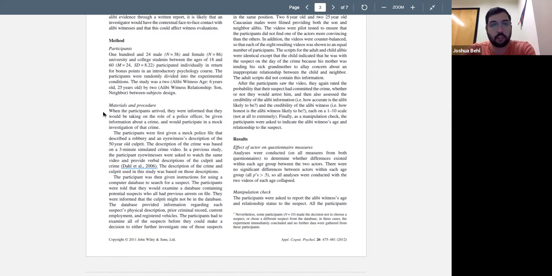So now the materials and procedures. And again, you'll see here that we've got a step-by-step. So we know who she's studying. We know what conditions they're going to be in. We already know her research questions. Is there a difference between age and relationship, and do those things interact with each other?